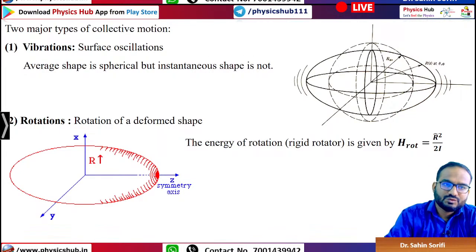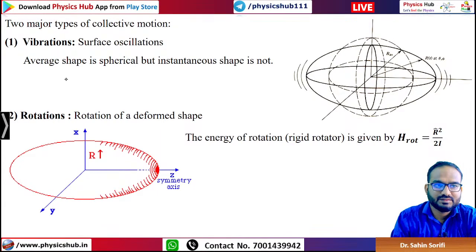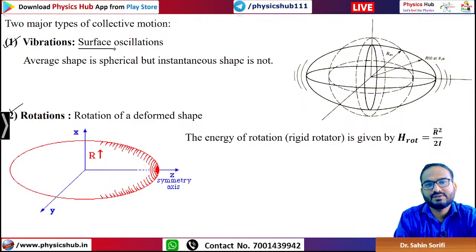You see, two major types of collective motion we get to see. One is the vibration, another one is rotation. So vibration basically deals with the surface oscillation. How is it carried out? Average shape is spherical, but instantaneous shape is not. You can see in this image. This we have taken from a book. I forgot the name of the book, but it is okay.